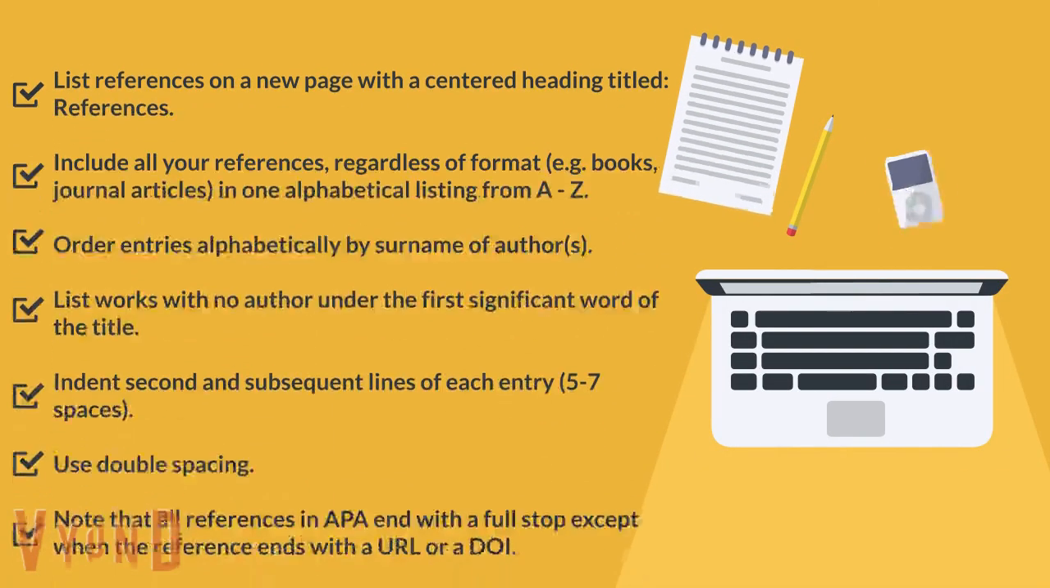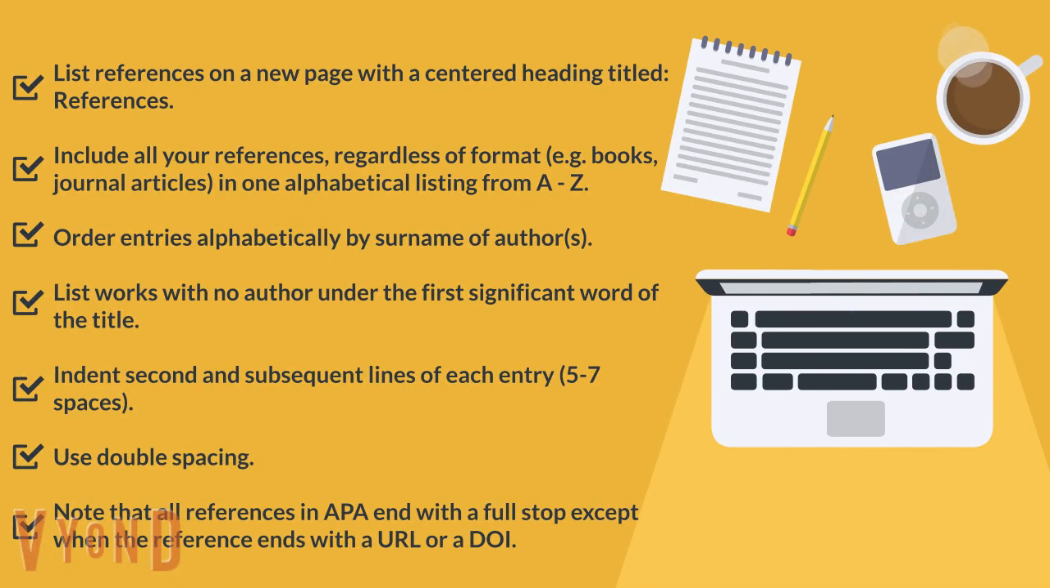When compiling your APA reference list, you should list references on a new page with a centered heading titled References. Include all your references regardless of format, whether it's a book, a journal article, an online source, all of them should be listed and in one alphabetical listing from A to Z. Order your entries alphabetically by the surname of authors.